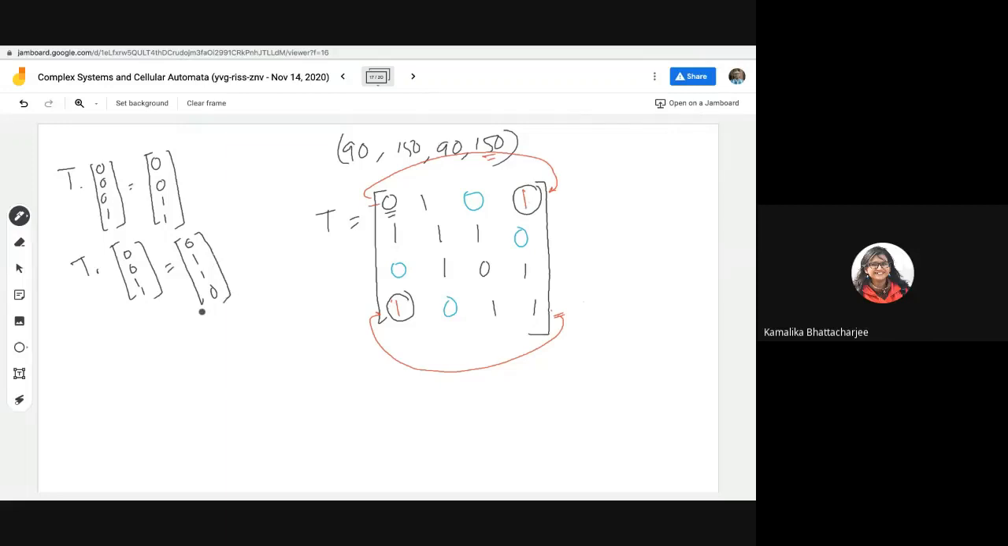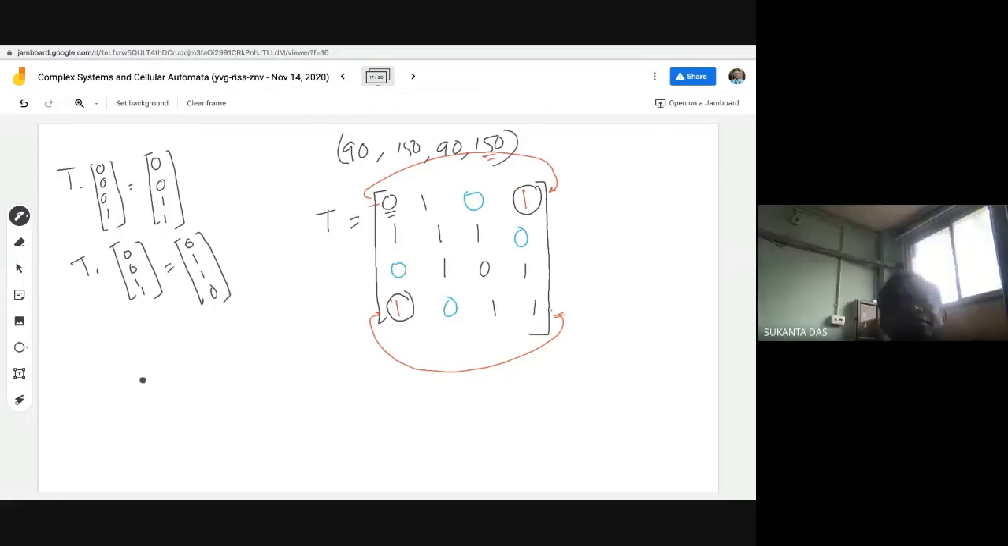Sir, are you considering null boundary or periodic boundary? Oh, here I am considering null boundary. Sorry, here I am considering null boundary condition. So I have considered null boundary.